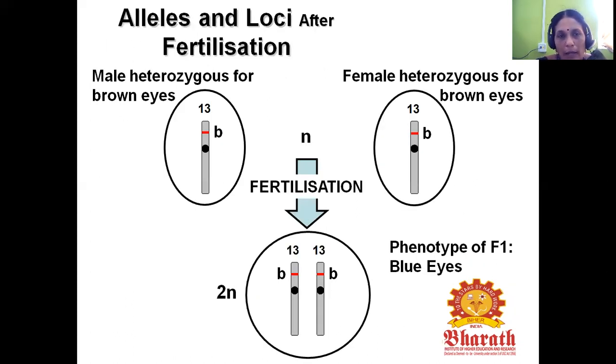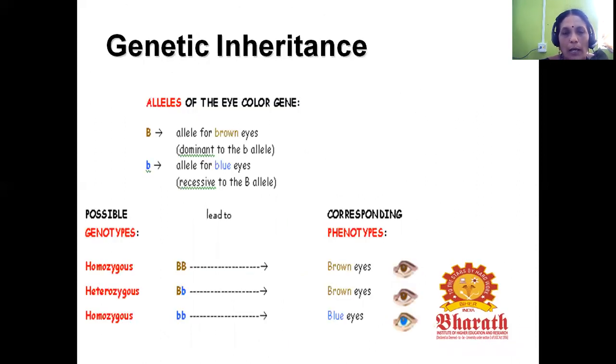So, alleles and loci after fertilization. For example, a male heterozygous for brown eyes and a female heterozygous for brown eyes. After fertilization, you can get a phenotype of the F1 generation that is blue eyes. So, genetic inheritance, alleles of the eye genes. Capital B is the allele responsible for brown eyes, so it is dominant to the small b allele. Small b is the allele for blue eyes, recessive to the capital B allele.